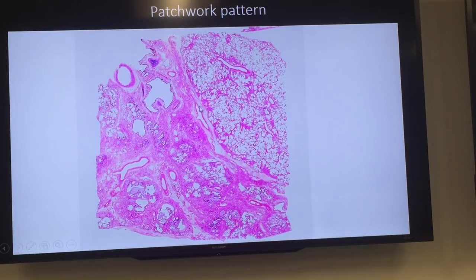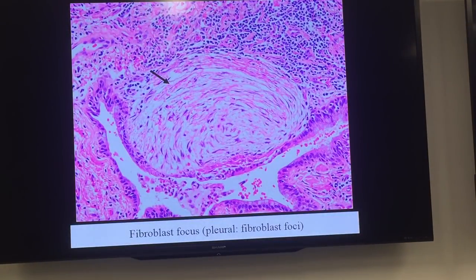There's actually an interlocked septum separating the two areas in this case. So normal lung and abnormal lung. Got it, everyone? Patchwork pattern? This is a fibroblast focus.